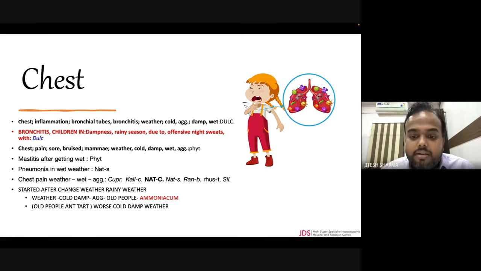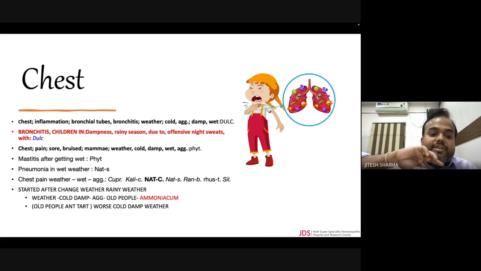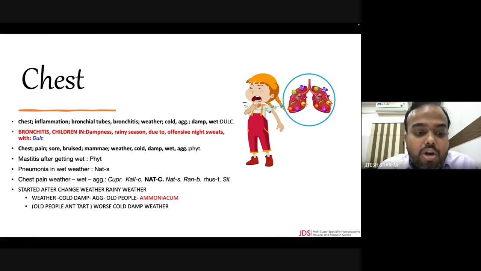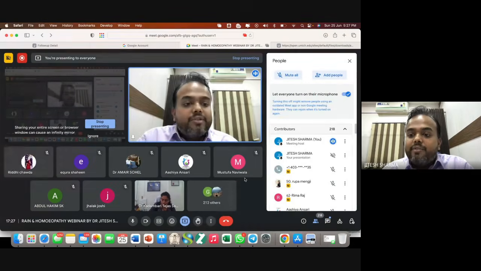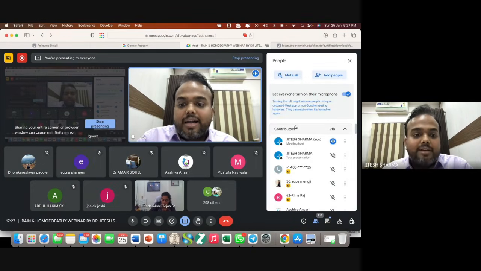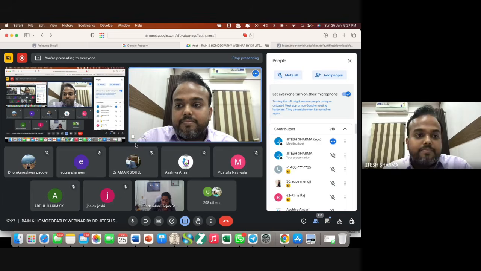Natrum carb is highly graded. Next, started after change in weather. There is a remedy called Ammoniacum. Ammoniacum is an old people's antimonial, like Hippozaeninum. Those who have attended my sessions know Hippozaeninum is an old people's antimonial. Ammoniacum is also one of the remedies where they have a lot of chest congestion in old people, especially in cold damp weather. Worse cold damp weather, think of Ammoniacum. When you are tired of giving all the indicated remedies, you can give Ammoniacum. It definitely helps.